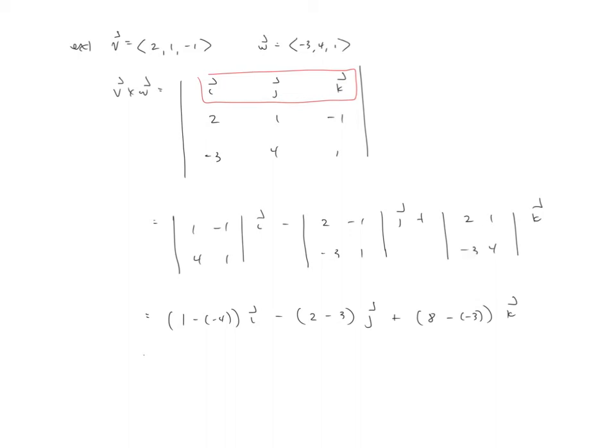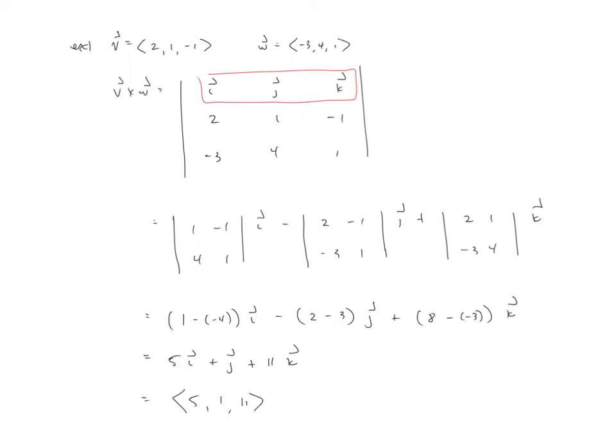So cleaning it up, that's going to give us a 5i, and then I'm going to have a plus, since that's going to be a -1 and a minus out in front, that's just going to be a j, and then I will have a plus 11k. So my vector 5, 1, 11 is the cross product of the two vectors.